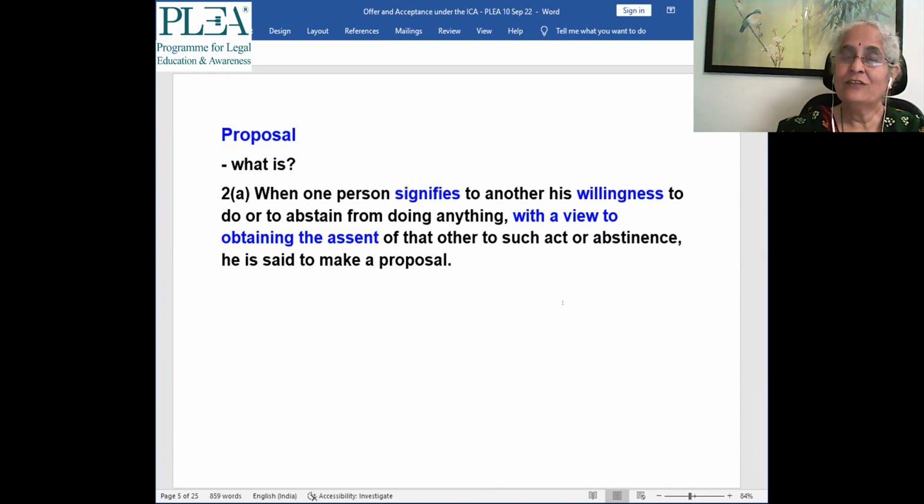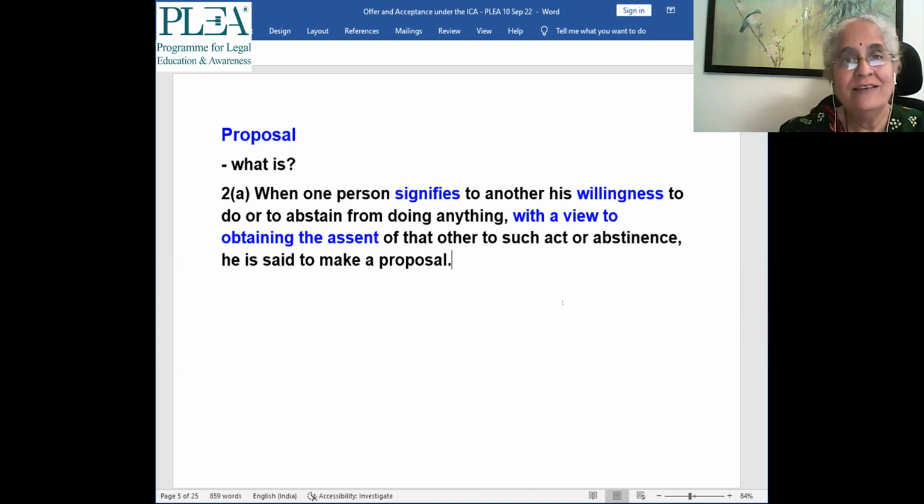So now if I ask you, will you buy my car for 50,000 rupees? Then I am showing you my willingness to sell you a car for 50,000 rupees. And I am asking that of you so that you will give your assent. You will say yes to what? To my selling you the car for 50,000 rupees. So this is where I am indicating that I will do something to which you will say yes.